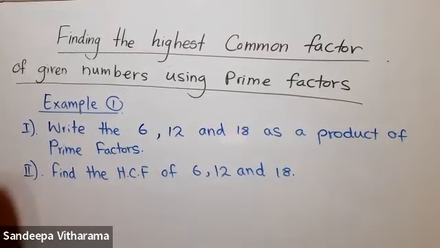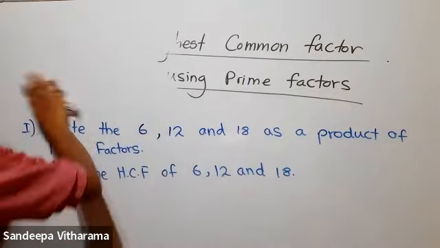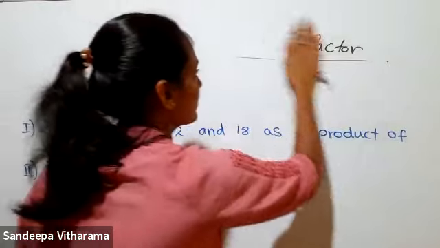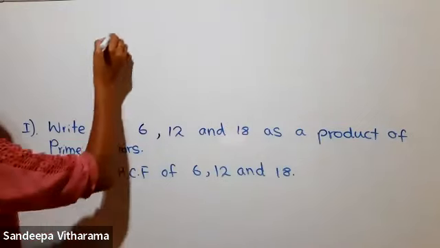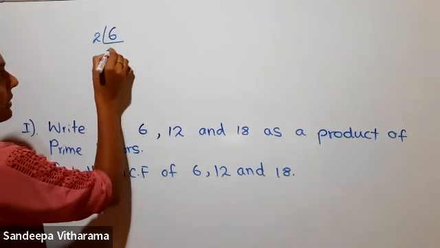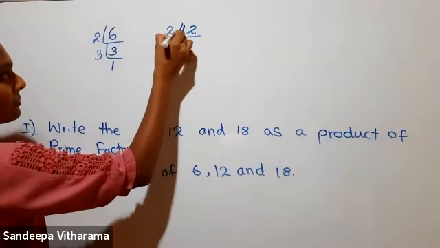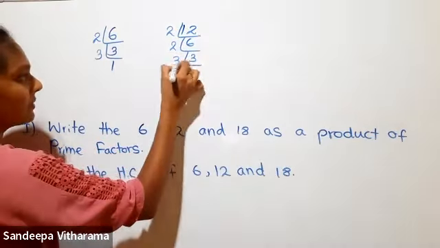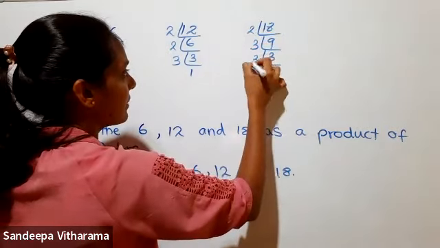Okay, are you finished with the writing? Okay, then let's divide. 6 should be divided by prime numbers to identify how we write this as a product of prime factors. 6 divided by 2, it's 3. 3 divided by 3, it's 1. Then 12. 12 divided by 2, it's 6. 6 divided by 2, it's 3. 3 divided by 3, it's 1. 18 divided by 2, it's 9. 9 divided by 3 is 3. 3 divided by 3 is 1.